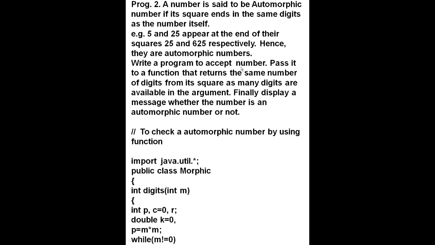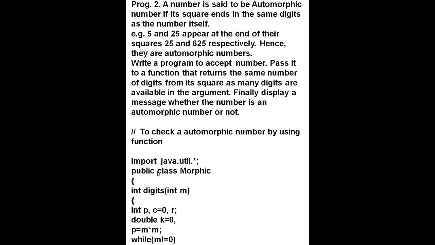So write a program to accept a number and pass it to a function that returns the same number of digits from its square as many digits as are available in the argument. Here the function name is digits. Finally, display a message whether the number is an automorphic number or not. First we will write the program to check an automorphic number by using a function.